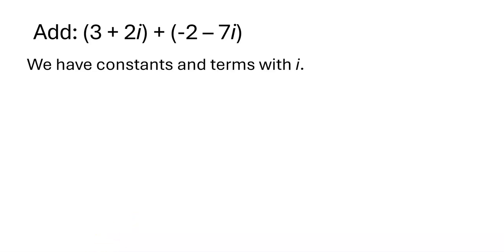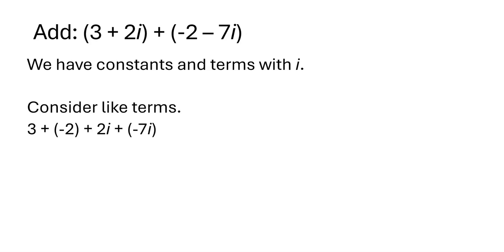Now we have constants and we have terms with i. So really we want to think of these like terms. If I rearrange these by the commutative property of addition, I have 3 plus negative 2, and then I also have 2i plus negative 7i. So if I put the 3 plus negative 2 together, I get positive 1. And 2i plus negative 7i is a negative 5i. So I can either write my answer as 1 plus negative 5i or 1 minus 5i.